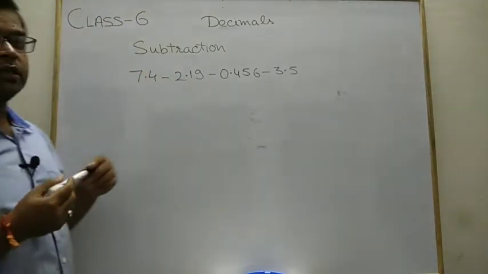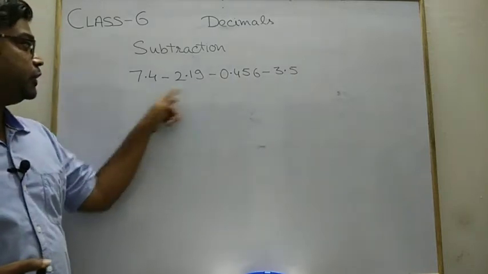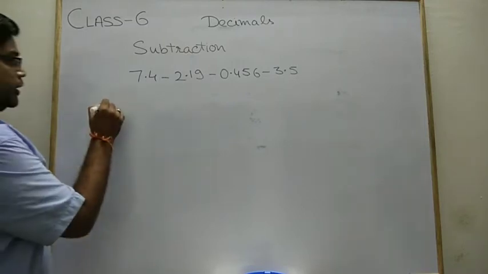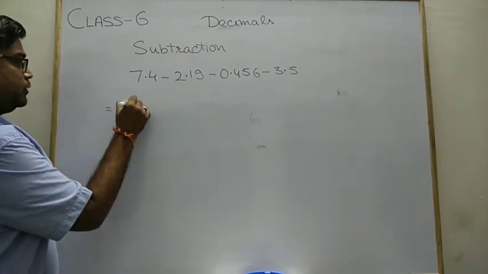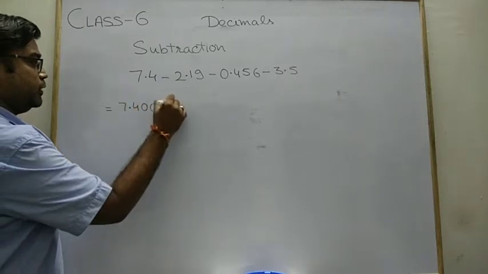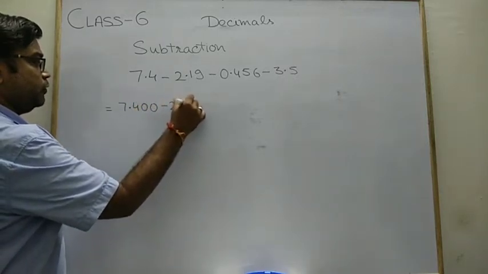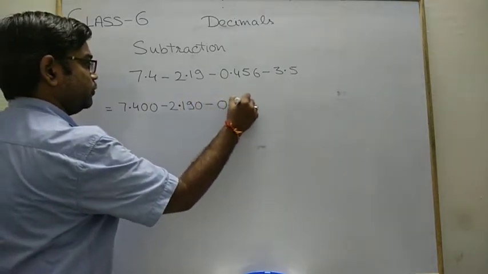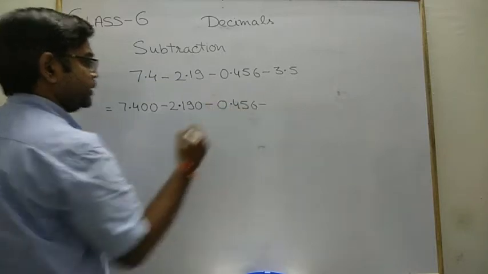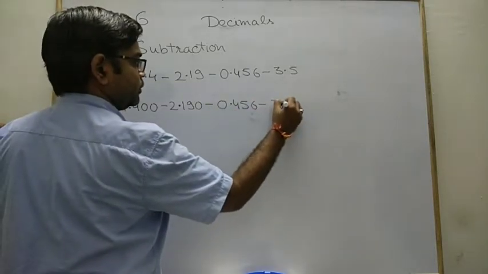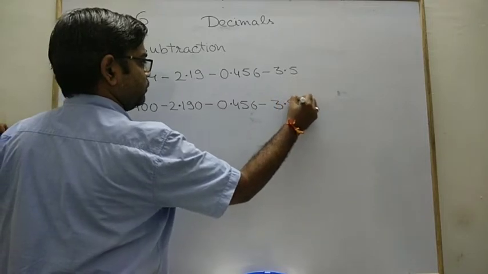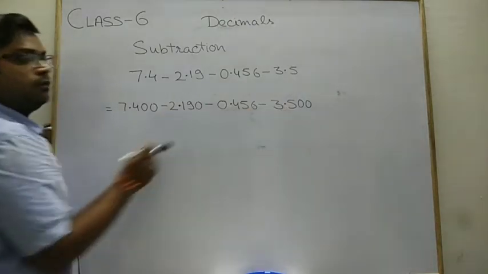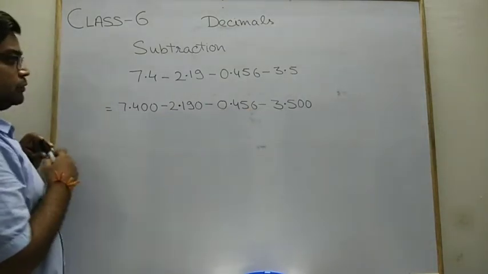Clear? Now what is our work? First convert them into like decimals: 1 digit, 2 digit, 3 digit, 1 digit. The highest is the 3 digit. So we can write down 7.400 minus 2.190 minus 0.456 minus 3.500. Once we are able to convert into like decimal form, then we can easily do the subtraction.